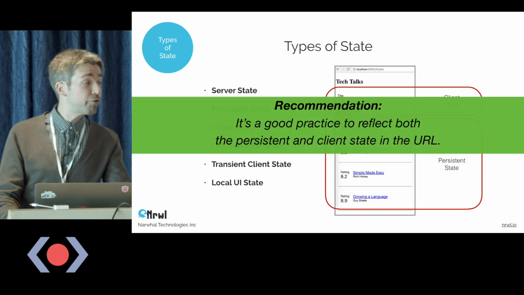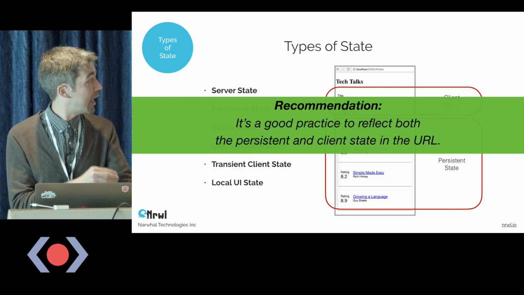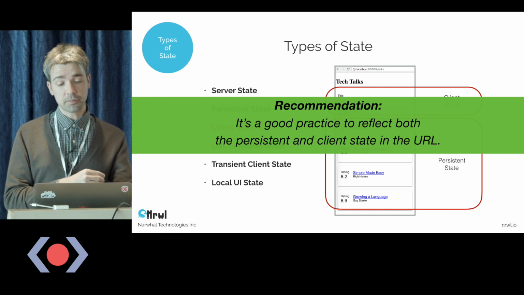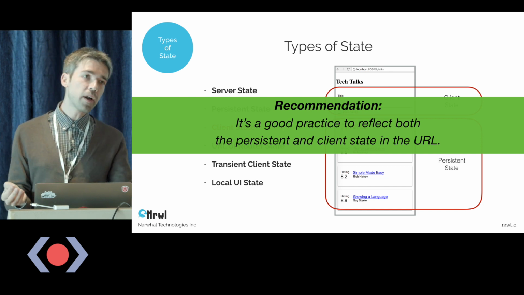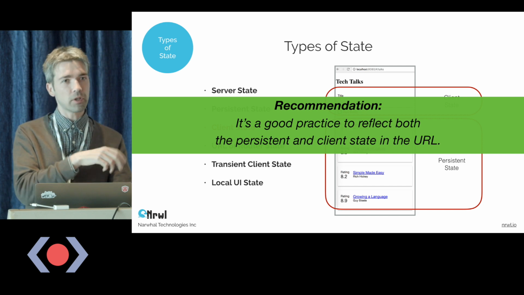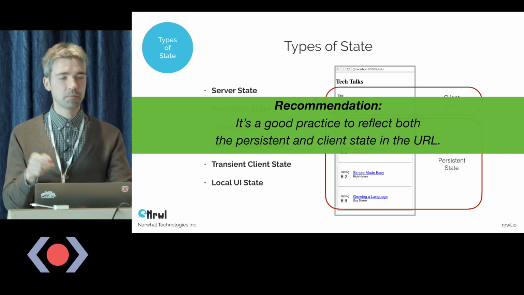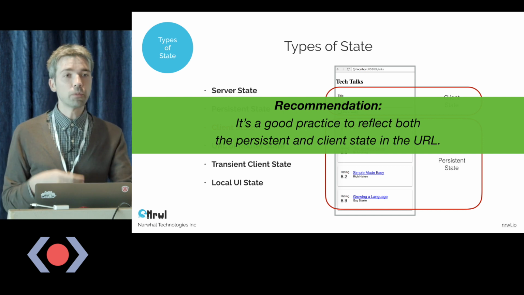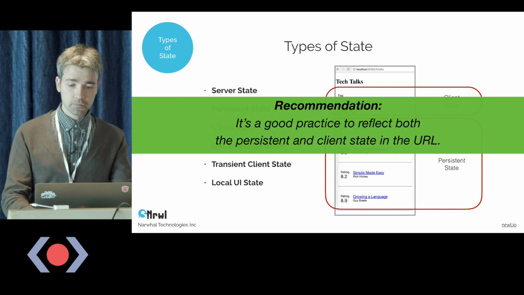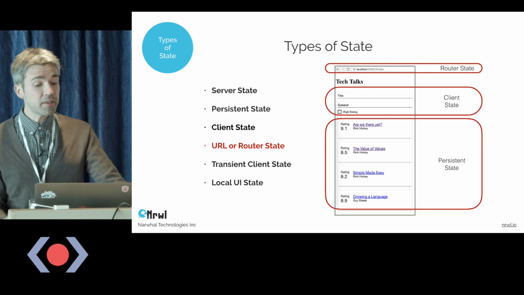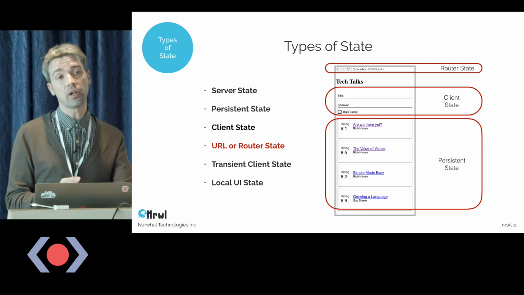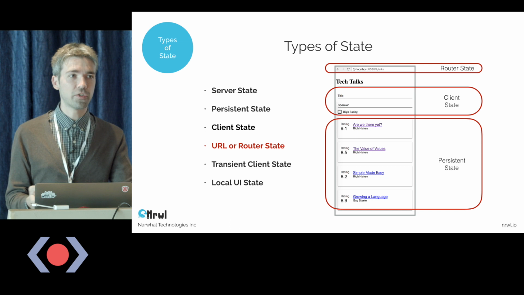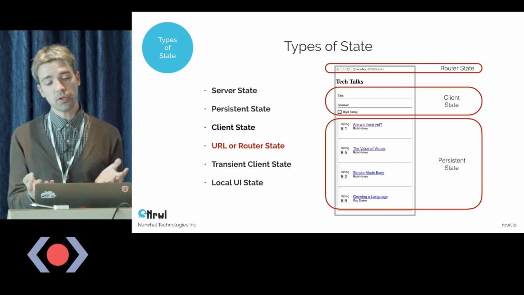There's a good practice to reflect both of those, the persistent state and the client state, in the URL. This allows bookmarking. You can copy a URL and send it to your friend. The back button behavior works. If you don't do that, your application will feel broken. This means that we have another type of state, which is the URL, or the router state, which is some sort of structured representation of the URL.